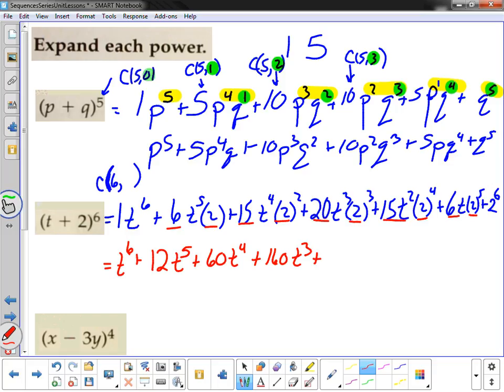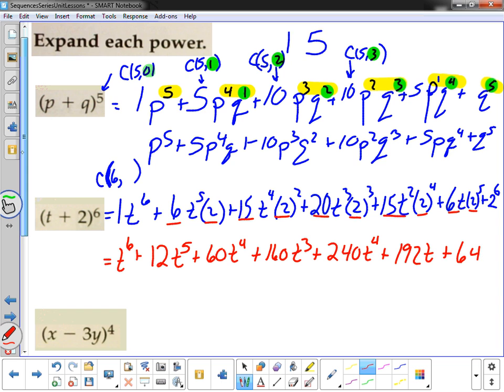Now I have a t to the 4th. Well, 2 to the 4th is 16. 16 times 15 is 240. Now I have a t to the 5th, which is 32 times 6, which is 192. Now I have a t to the 6th, which is a 64. So that's my answer when I don't have two variables, but I have a variable and a number, and I have to work it out that way.